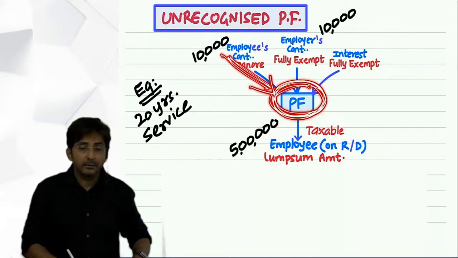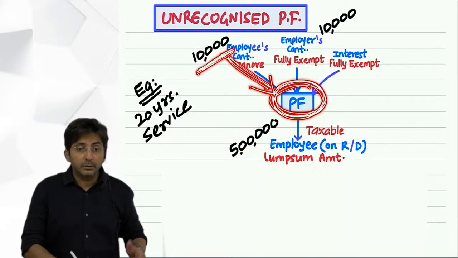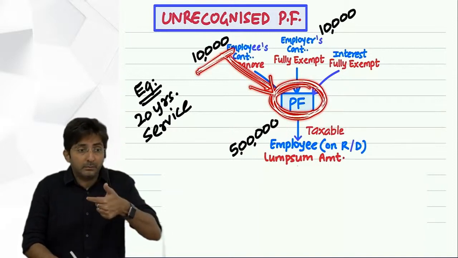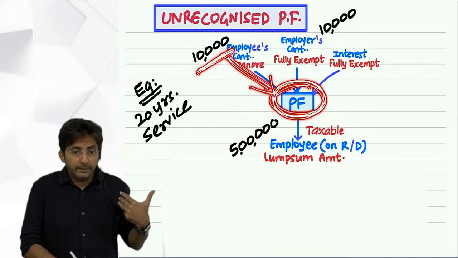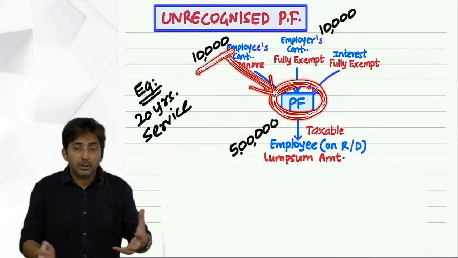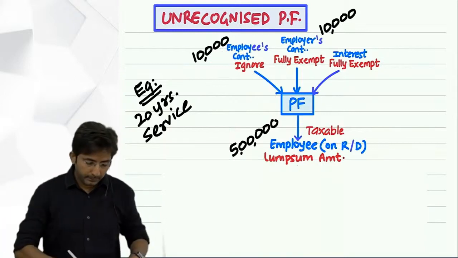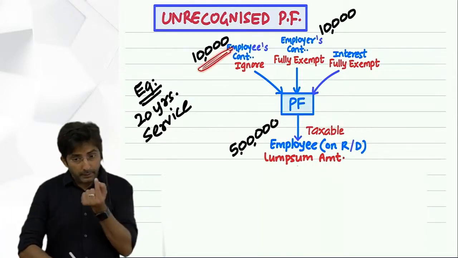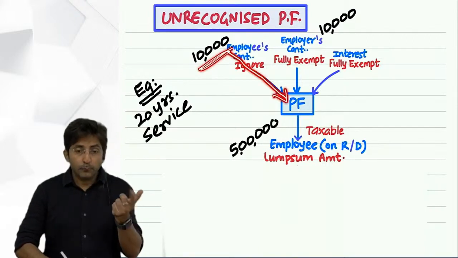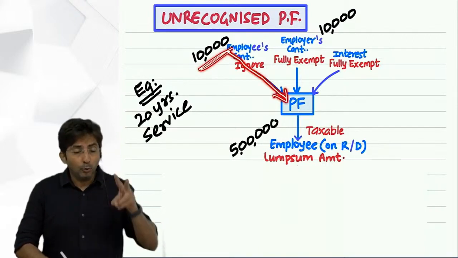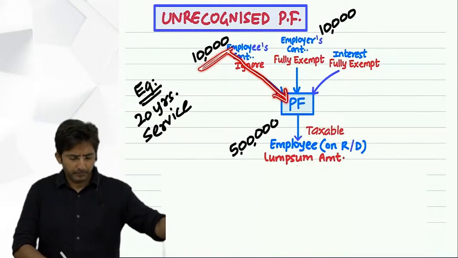10,000 is per year. Employee contributed 10,000 per year. How many years of service are there? 20. So tell me, in 20 years total how much amount was accumulated? 10,000 in a year, so for 20 years it will become 2 lakhs. So from the employee side, 2 lakhs is contributed in the full 20 years period.